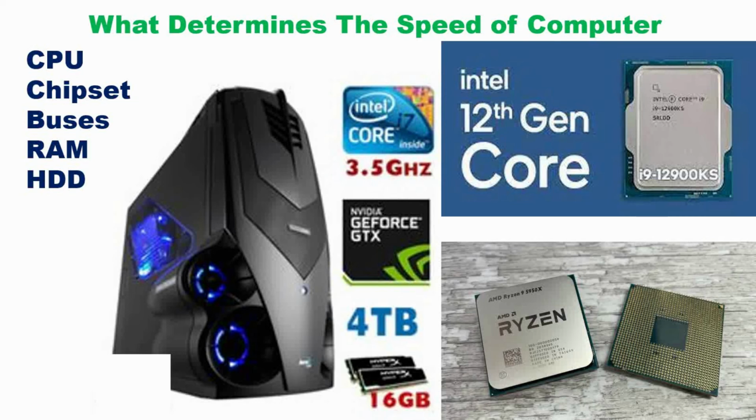Hi YouTube, today we are going to discuss 5 things that determine the speed of your computer. We have 5 things that determine the speed of your computer. Number one is the CPU, the chipsets, buses, RAM, and the HDD. So let's take them one by one and discuss them.